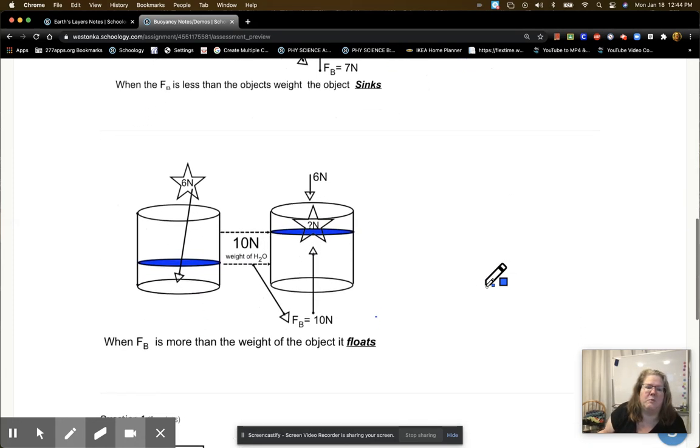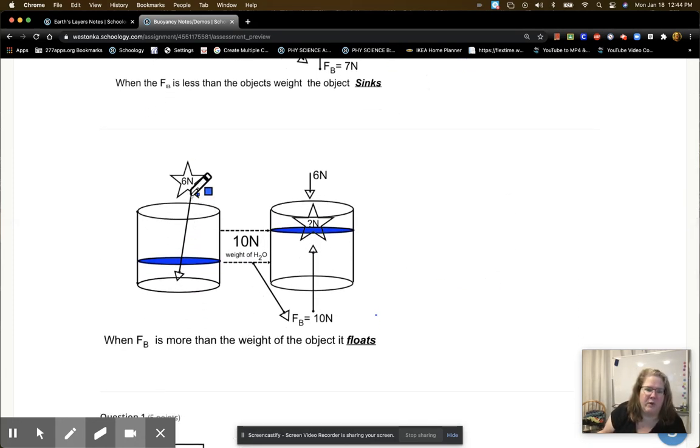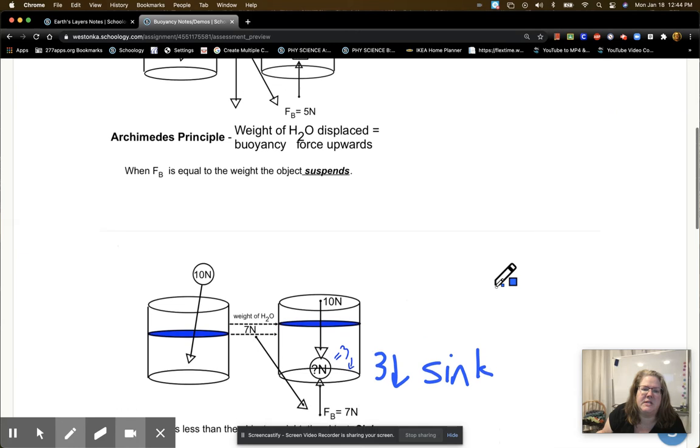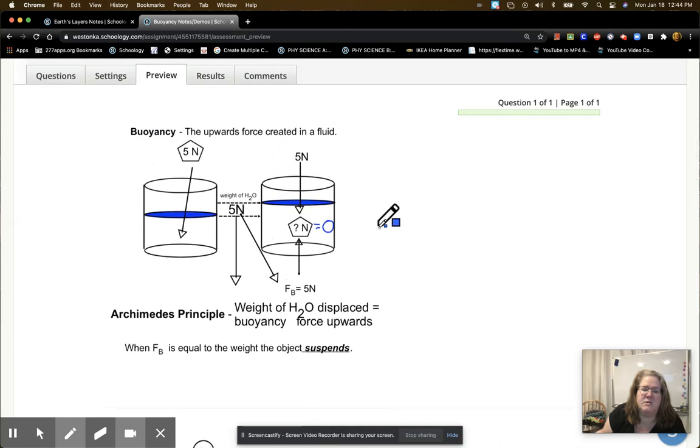So let's take a look at one like that. In this case, my force down is 6. My buoyant force up is 10. Well, 6 minus 10 is 4, but in the direction upward. So this is going to float. All right, we've seen now this is 0, so this is going to be neutrally buoyant.